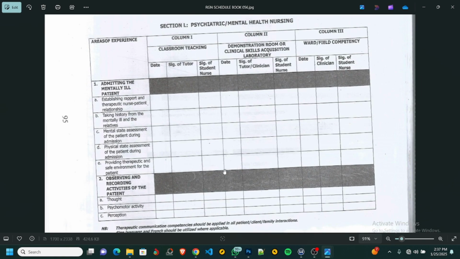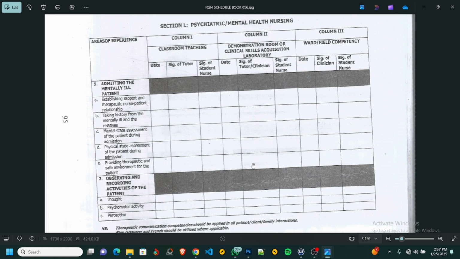Okay, so after obstetric nursing, the next one in your clinical schedule book is going to be psychiatric or mental health nursing. And the same way, all these areas that the council expects you to have experience on, you'll be taught in the classroom. So when you are taught in the classroom, you write the date, then you sign as a student, and then your tutor signs. So in this sense, some schools will take you to places where they have psychiatric homes. So when they take you there and they do the demonstration, you write the date for that particular demonstration, you sign as a student, then the tutor signs.